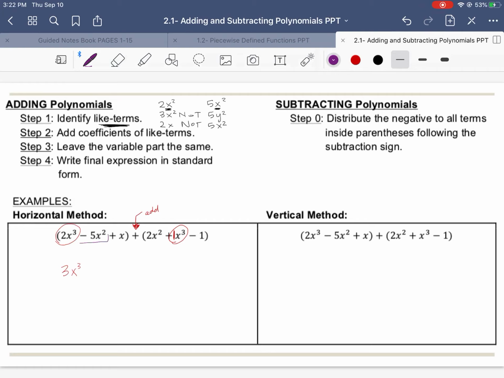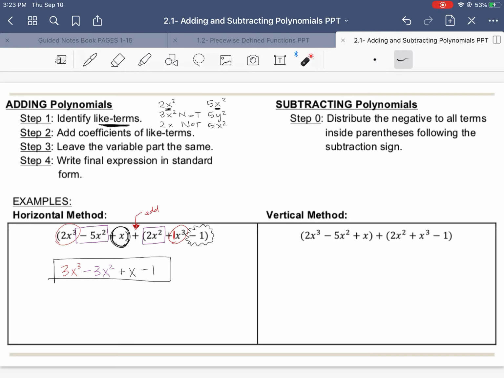Okay, if I then look at my x squareds, so I have negative 5x squared, and it looks like there's another x squared here. Negative 5 plus 2 gives me negative 3x squared. Notice now I have a positive x here, but I don't have any other x terms, so he just gets to come down into our equation. I also have a negative 1 out here with no other like terms there, so it just gets to go at the end. This right here would be our final simplified polynomial. Notice there's no more like terms and everything is in order.